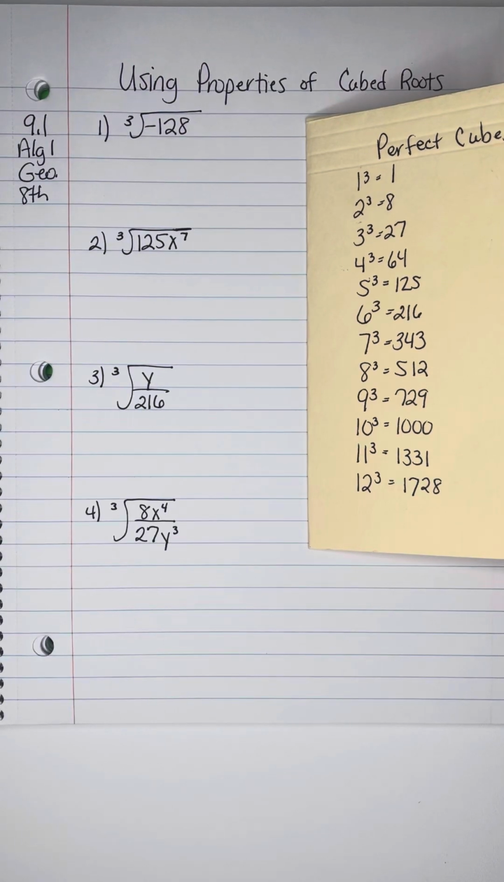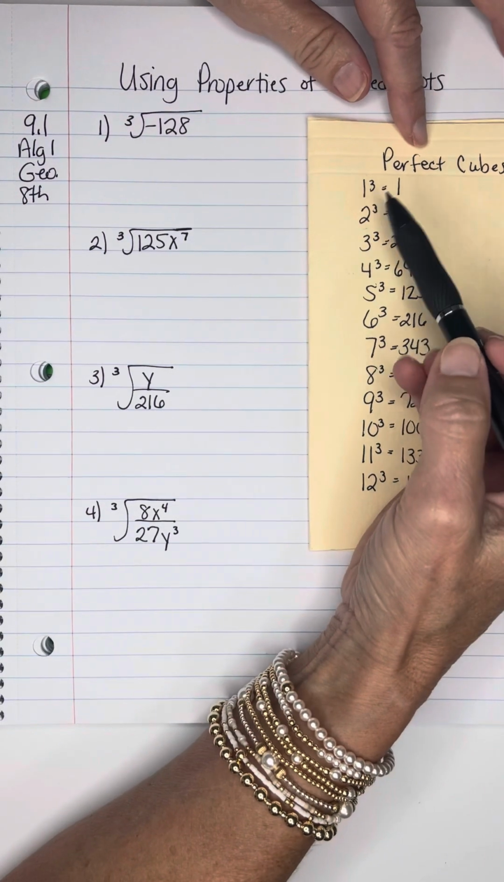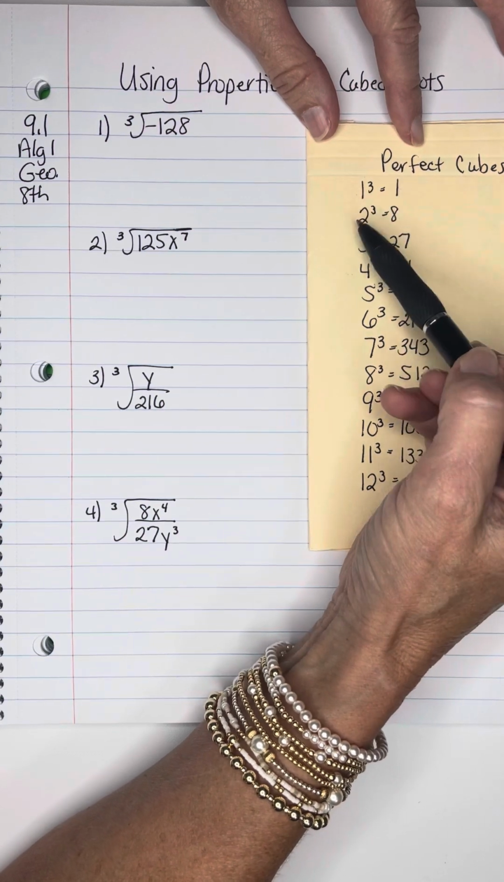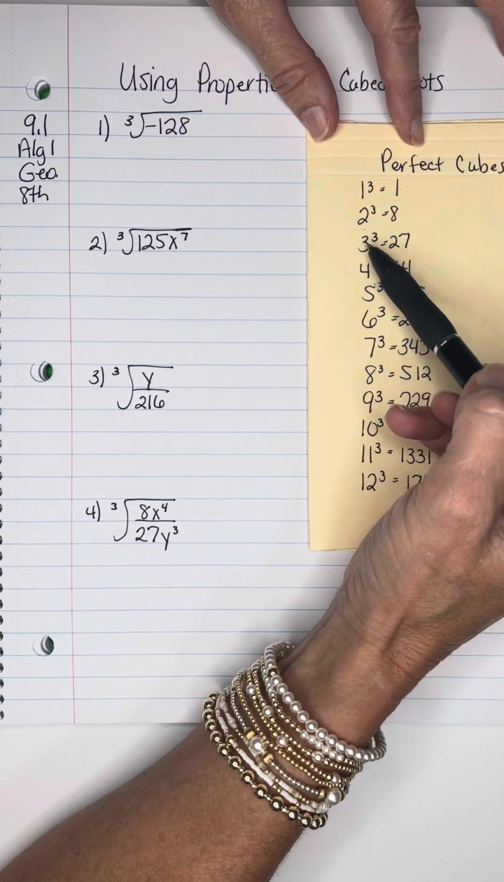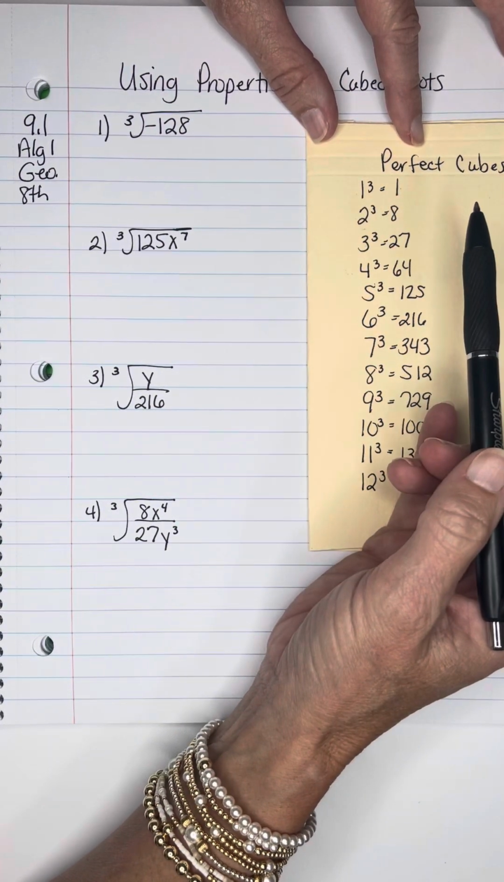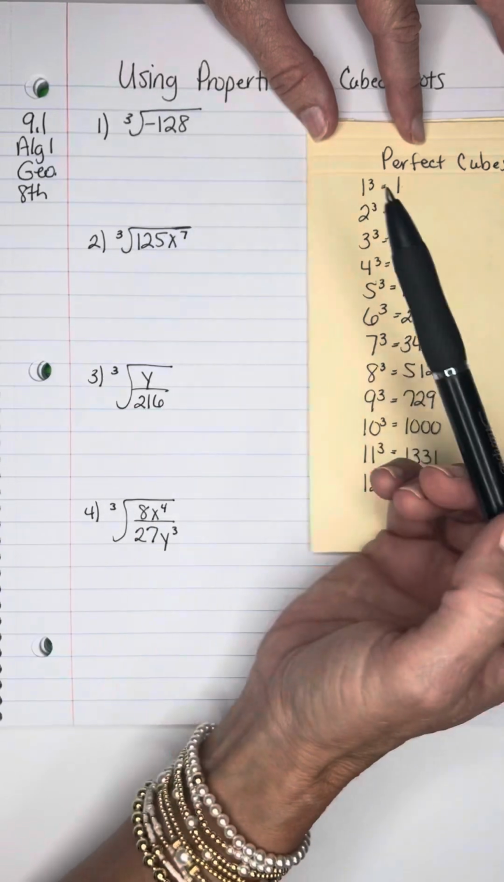Okay, let's use the properties of cube roots. Now this is very, very similar to square roots, only we're talking about the cube root. In other words, let's talk about the perfect cubes first. 1 cubed is 1, 2 times 2 times 2 is 8, 3 times 3 times 3 is 27, and so forth. So the opposite of a perfect cube is a cube root, all right?